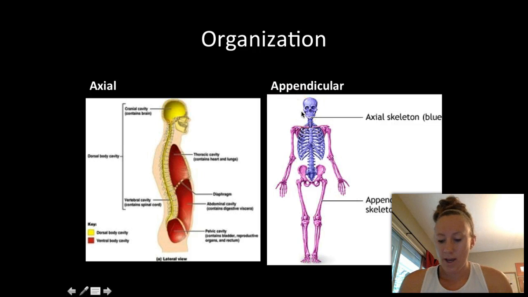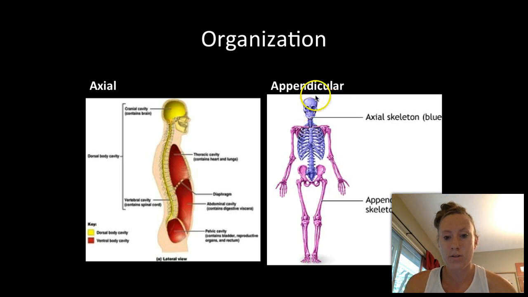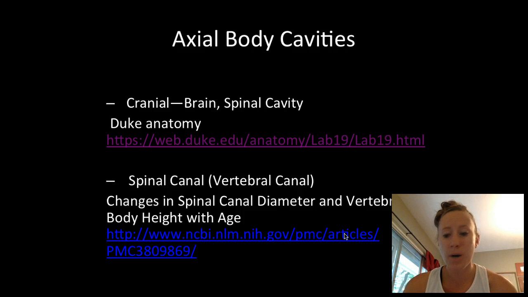Then over on the right, we have the appendicular portion, which, well, actually, this is both portions, but you can see a nice demonstration of axial versus appendicular. Here we have the axial, head, neck, and trunk, and then appendicular is our arms and our legs, so our appendages, appendicular. Okay, so branching off from that, we're going to start by looking at the axial body cavities.